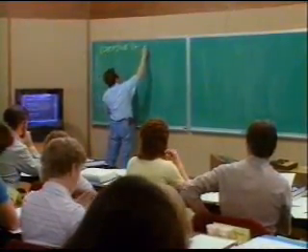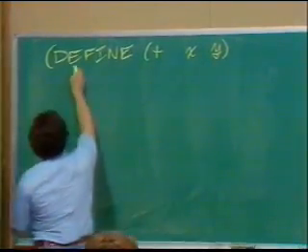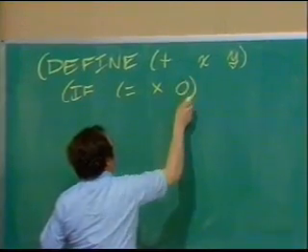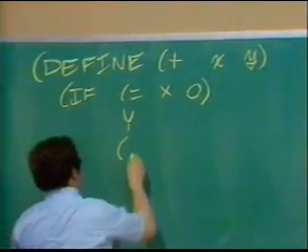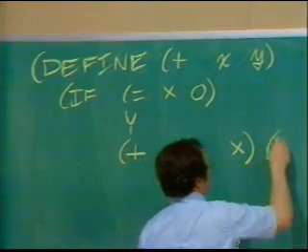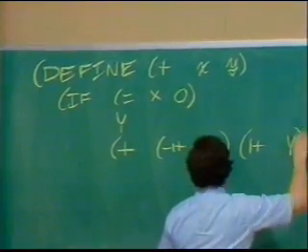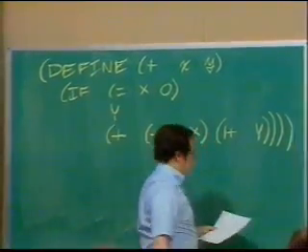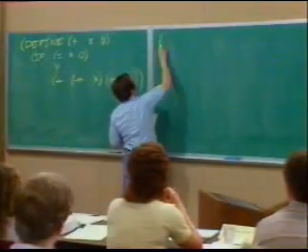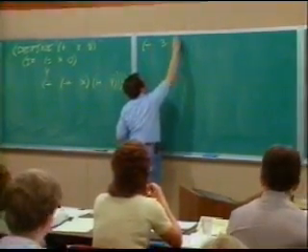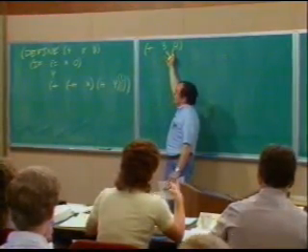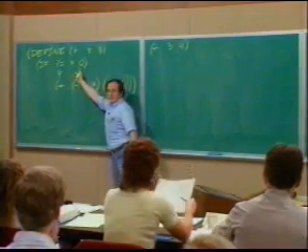The sum of x and y says if x is 0, then the result is y. Otherwise, it's the sum of the decrement of x and the increment of y. Now, supposing we wish to do this addition of 3 and 4, the sum of 3 and 4. Well, what is that? It says that I have to substitute the arguments for the formal parameters in the body.